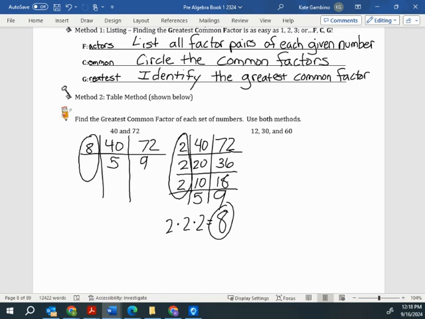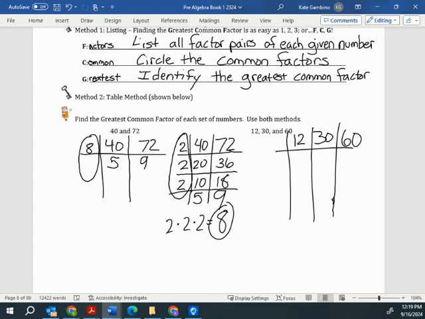So let's look at 12, 30, and 60. We're going to do the same thing, but we have to be able to pull that number out of all 3 numbers. So what do you think we could pull out of 12, 30, and 60? What's the first, easiest number we could pull out, Fallon? 3. We pull 3 out.